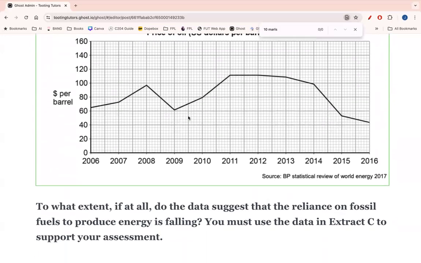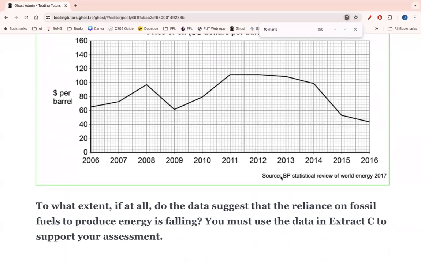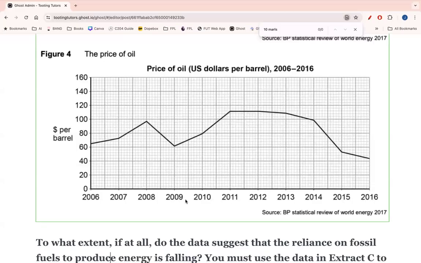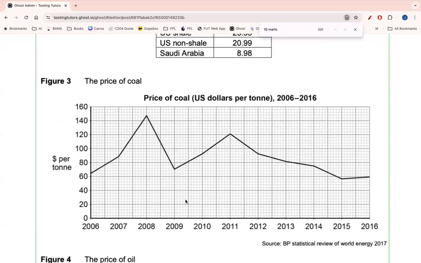So wait, what's the question? Has the reliance on fossil fuels decreased, or is it falling? That's what it's saying. I mean, you can infer from the price going down. Yeah, exactly. Then this one here, the price of coal actually went up, and then down again.